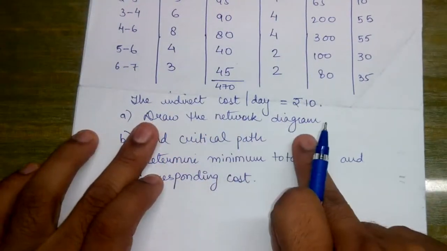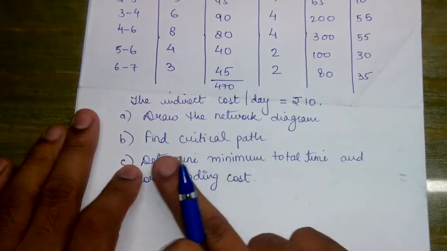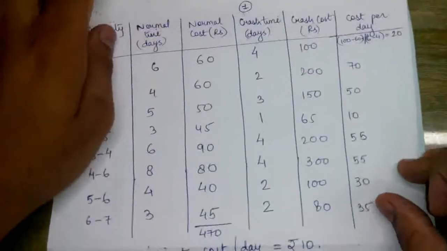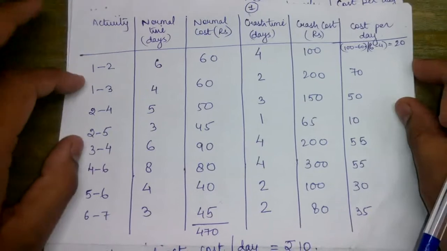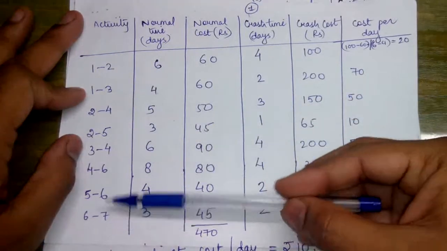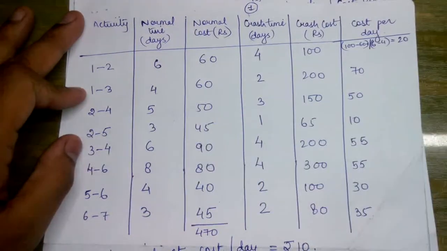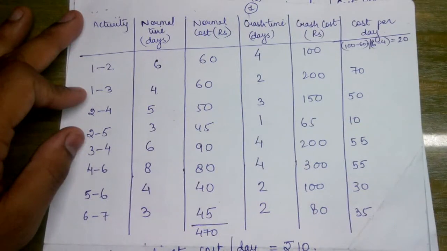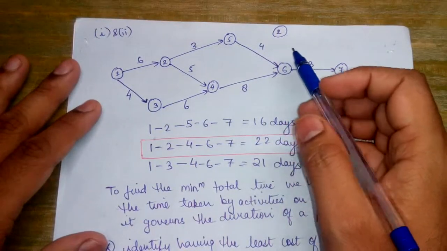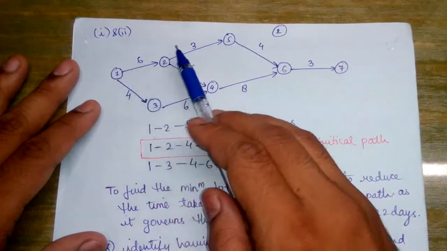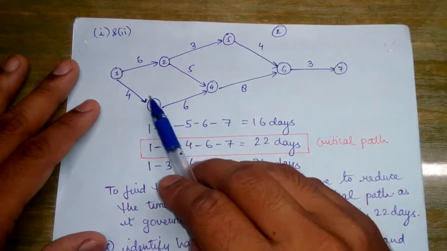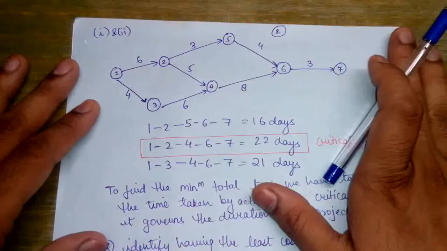Now first we have to draw the network diagram, then we will find the critical path, and we have to determine the minimum total time and the corresponding cost. Now in this question we have to apply the concepts and the logics of crashing of the activity. So these activities have been given. First we will try to draw the network diagram according to this activity precedence given. So this is the network diagram which I have drawn by looking at the column of the activity. 1 to 2, 6 days, 2 to 5, 3 days, then 1 to 3, 4 days and so on. So this network diagram is complete.